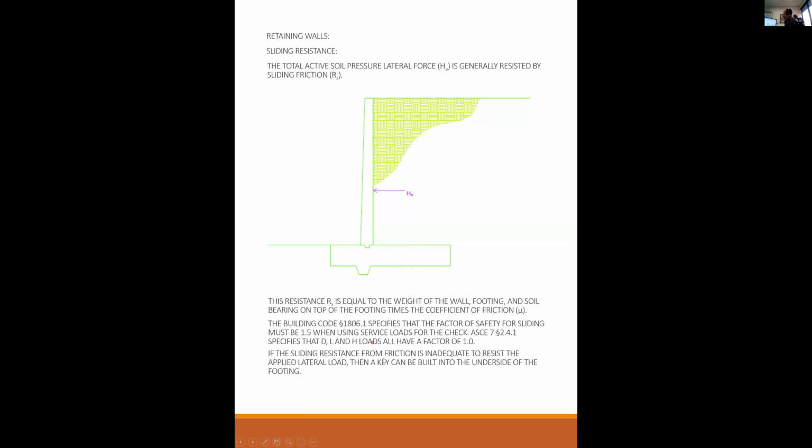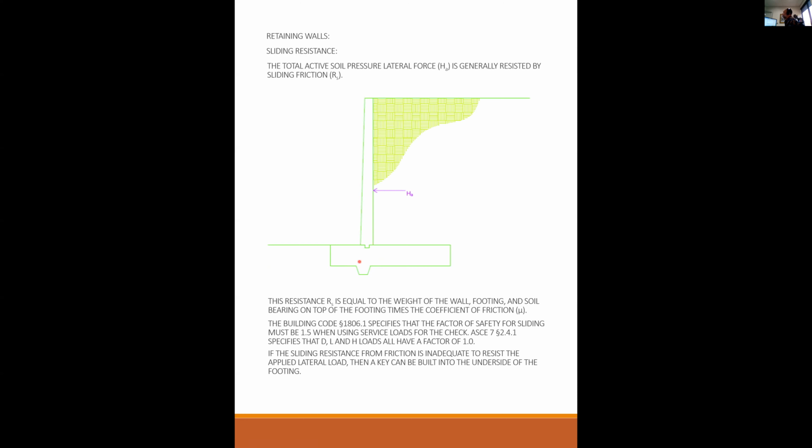If the sliding resistance from friction is inadequate to resist the applied lateral load, then a choice that you could do is build a keyway into the foundation. The key can be built into the underside of the footing. And when you do so, if you build this key, now you get some real passive pressure down here, because this soil at the bottom of the footing is not going to erode away.